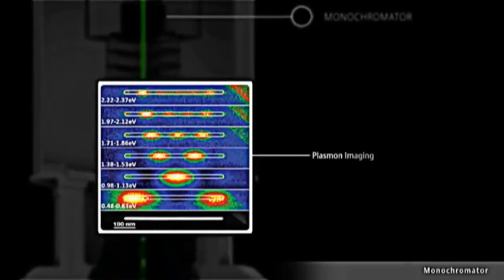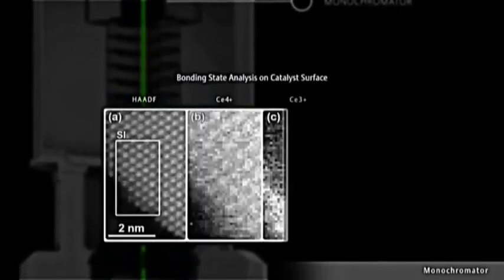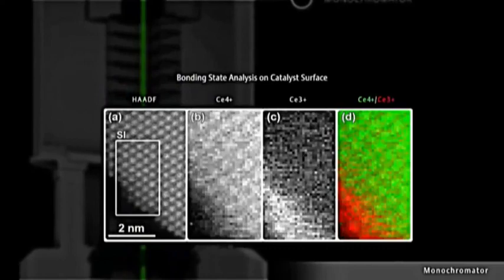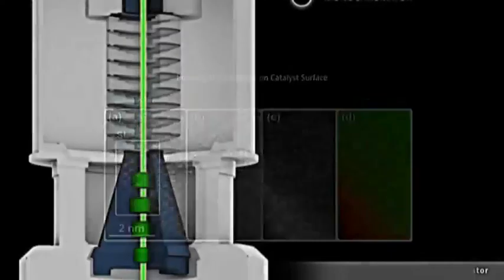In plasmonics, as shown in this visualization of plasmon structures of silver nanoantennas, and in chemical bonding, as shown in this atomic resolution oxidation state analysis on Syria catalyst surfaces.